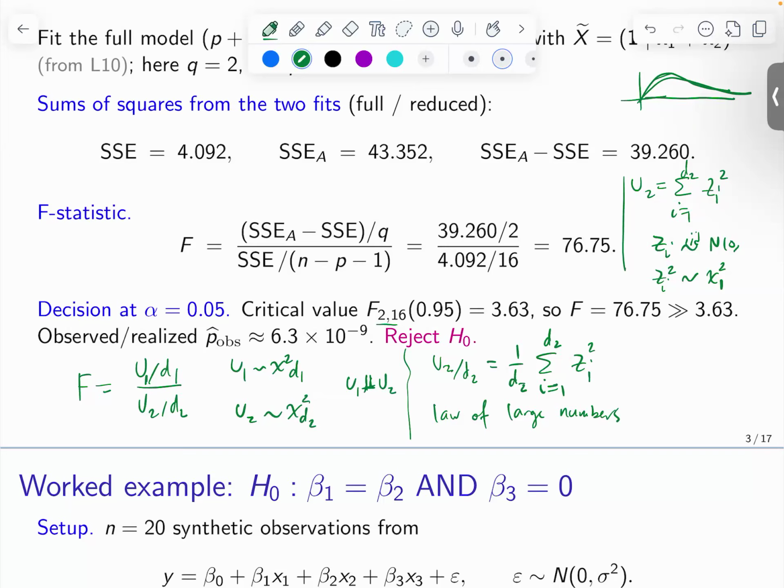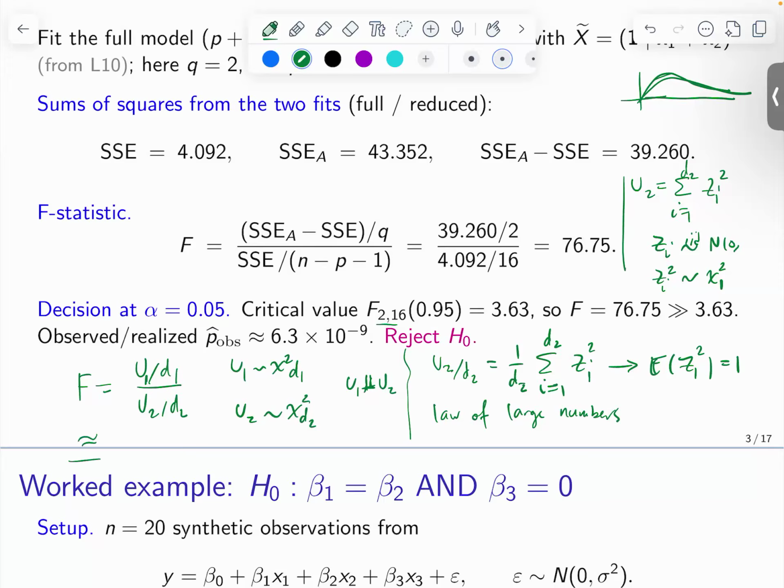So if you have an IID sequence of random variables, all of them would have the same expectation. This would converge to the expectation of one of them, which is the expectation of Z squared, let's say. What is the expectation of Z squared? 1. So this really converges to 1. So your guess was correct. It's actually 1. Converges to 1.